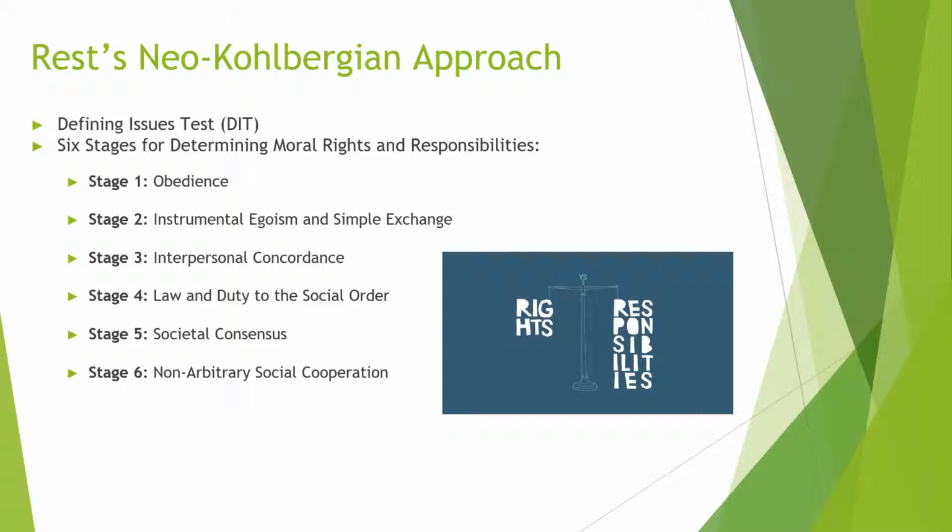Rest and his team didn't believe Kohlberg's theory was a complete depiction of morality and thought it was much too structured. So using these 6 concepts, Rest and his team proposed 3 schemas, which we will talk about next.